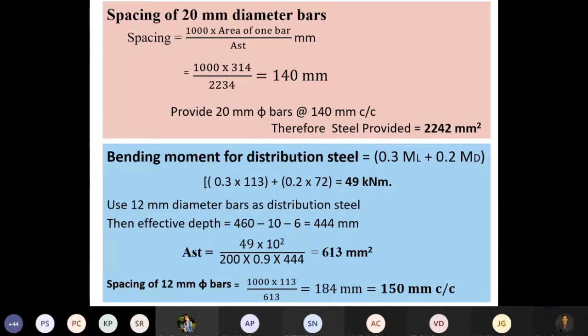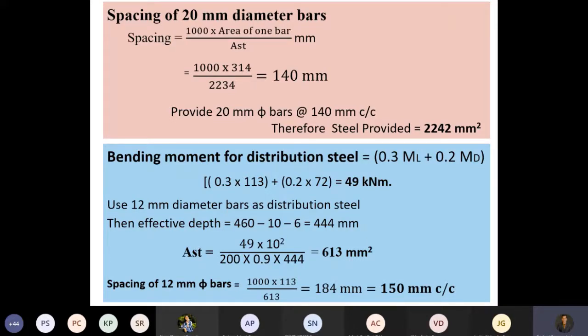And using 12 mm diameter bars as the distribution steel, effective depth is equal to 460, that is already calculated, minus 10, that is the remaining depth of the main steel, 20 mm diameter bar, minus 6, that is distribution steel diameter divided by 2. So that becomes 460 minus 10 minus 6, it is equal to 444 mm. So from this, you can calculate AST for distribution steel as 613 mm square.